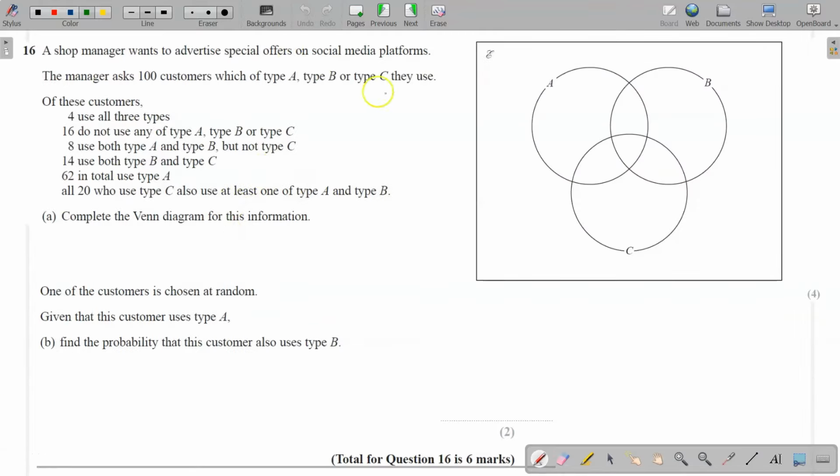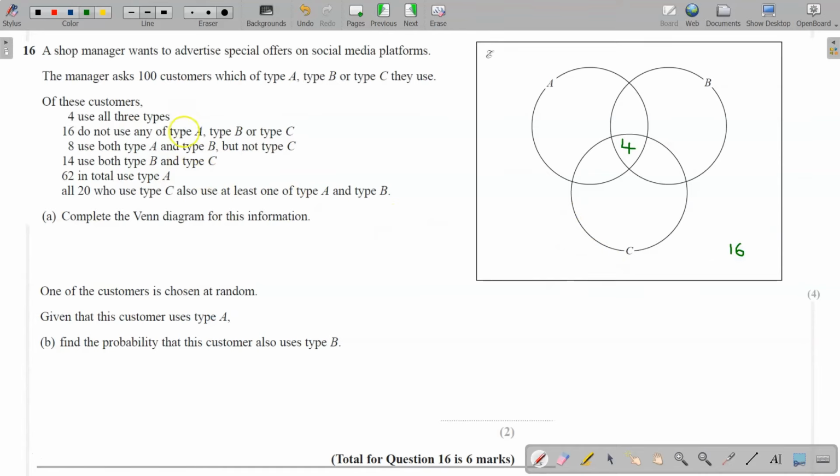Okay, a Venn diagram question. Now this is really easy if you're careful, and just follow the information. It's 6 marks. Okay, look, there's 100 customers altogether, and they use type A, B, or C social media platforms. All right, 4 use all 3 types, so you put 4 in the middle there. Okay, and 16 do not use any of them. So that goes outside in the box, but outside of the 3 circles.